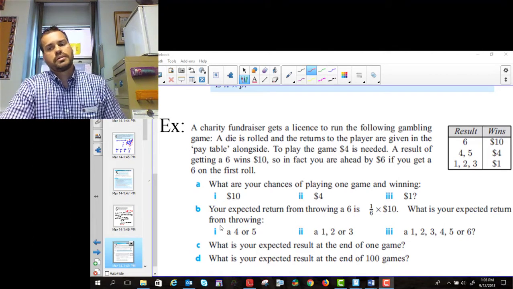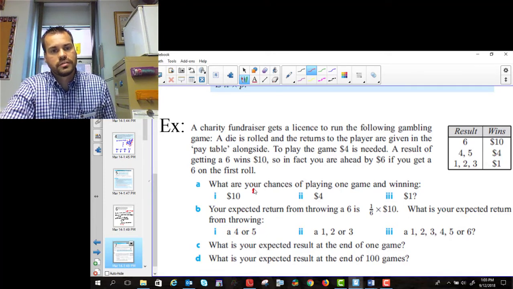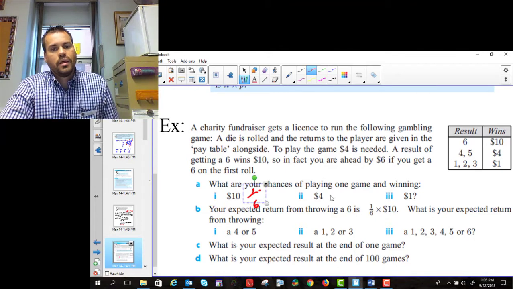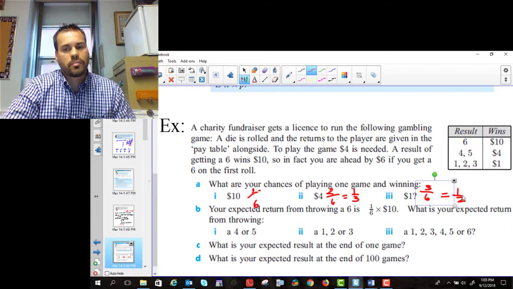So here are the questions. What are your chances of playing one game and winning $10? Well, there's only one way to win $10, which is to roll a 6. And there's only one way to roll a 6. So the probability is 1 out of 6. To get $4, there's actually 2 possibilities out of 6. So that comes down to 1/3, right? And then for $1, there's 3 possibilities out of 6, which reduces down to 1/2. So our probabilities are 1/6, 1/3, 1/2.